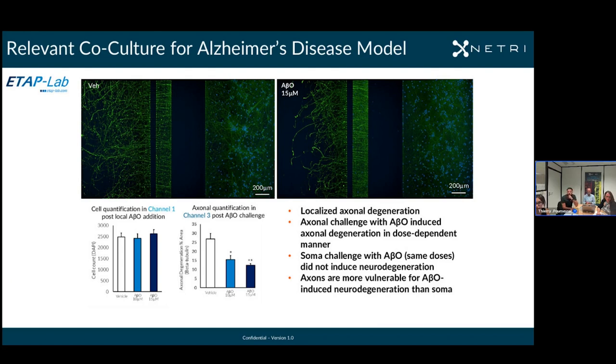There are two main things that are interesting here. The first one is that we don't see any cellular death in the soma compartments. And in the axonal compartment, the one on the left-hand side, we can see degeneration, in a dose-dependent way. That's a good way for us to make sure that what we will see later on in the project is not linked to cellular death in the soma compartment, and is really linked to what's happening in the axonal compartment.